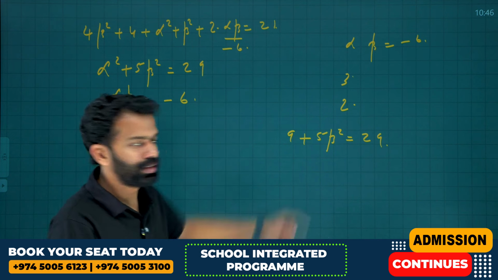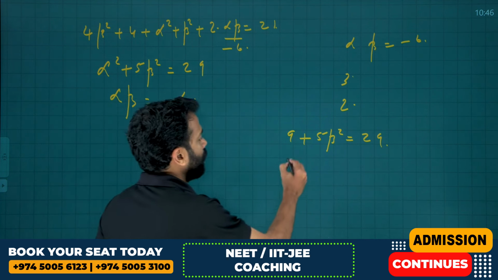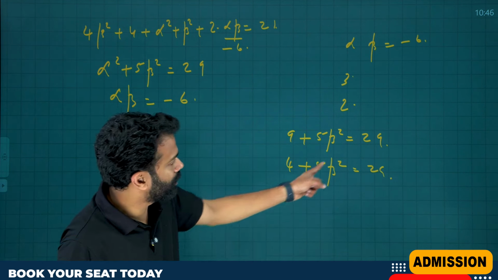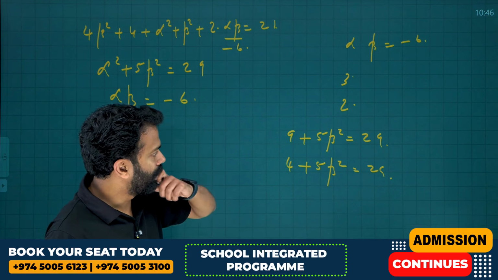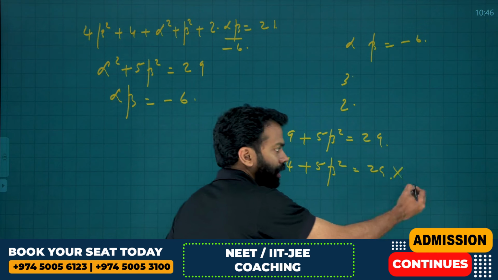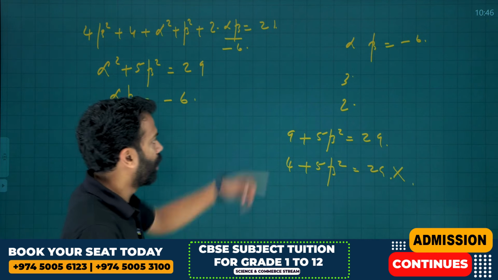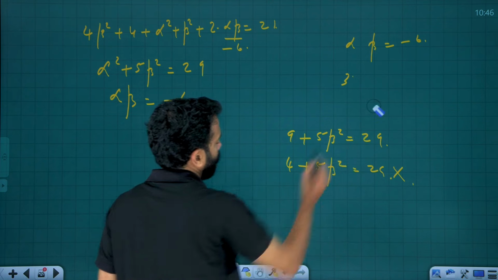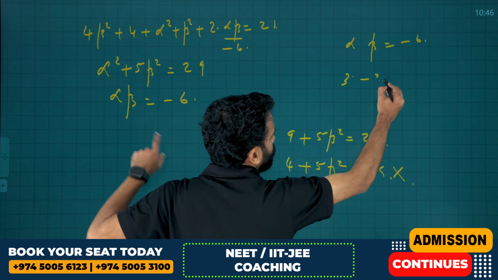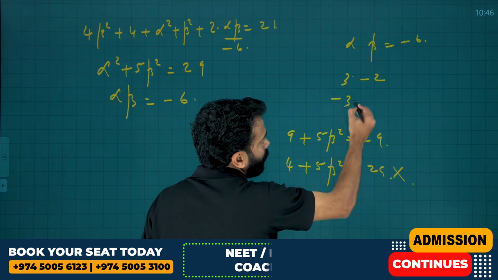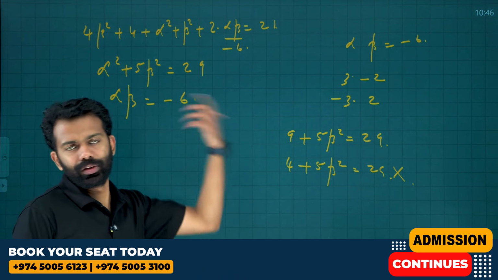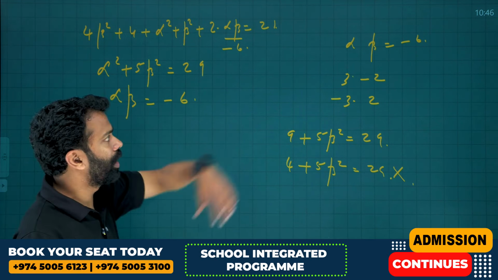And what if alpha is equal to 2? It becomes 4 plus 5 beta square is equal to 29. That is 5 beta square becomes 25, that is beta square becomes 5. Beta will be root 5. That's not possible. Alpha and beta should be integers. Therefore, alpha is equal to 3 is the suitable option here. And if alpha is equal to 3, then what should be beta? -2. One more option is if alpha is equal to -3, beta will be equal to 2. You can go for the quadratic equation concept also for doing this one. So we got the values of alpha and beta.